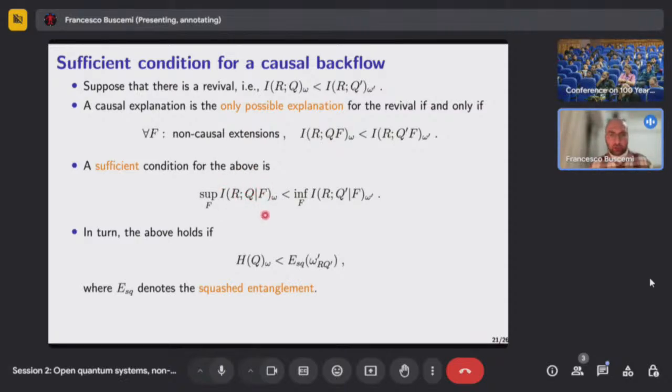And a sufficient condition for this is that, for example, the entropy of the system at time t0 is strictly less than the entanglement between reference system and later time. This is the squashed entanglement.